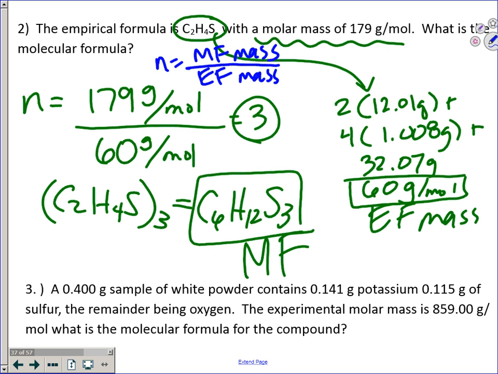All right, so you guys have number 3 on your paper. Notice, do I give you the empirical formula? No. So what do you need to do first? Find it. Go first. Find the empirical.